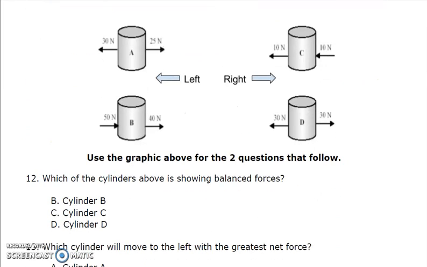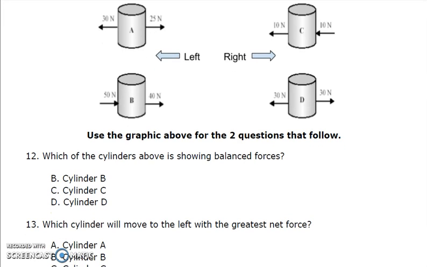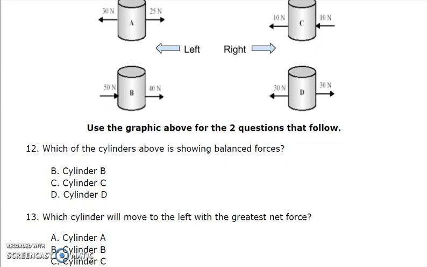Use the graphic above for the 2 questions that follow. Number 12. Which of the cylinders above is showing balanced forces? B. Cylinder B. C. Cylinder C. Or D. Cylinder D. Number 13. Which cylinder will move to the left with the greatest net force? A. Cylinder A. B. Cylinder B. Or C. Cylinder C.